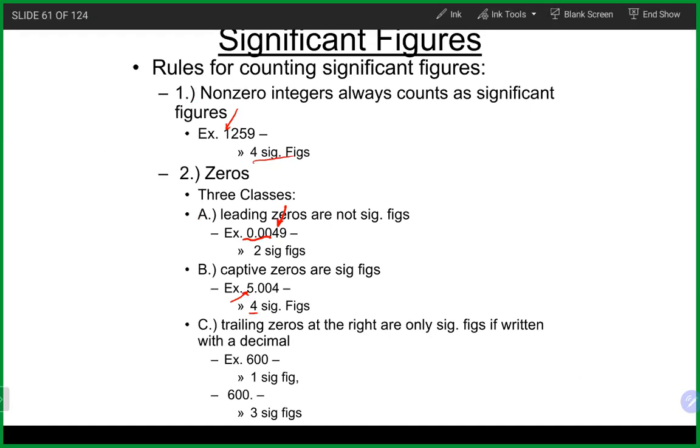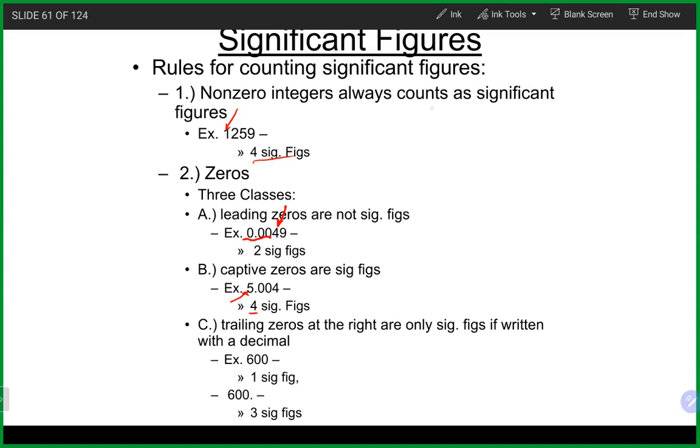Probably the zero rule that gives everybody the most difficult time are what are referred to as the trailing zeros. These are the zeros that come at the end of a number, and these zeros may or may not be significant. Really what determines whether or not the zeros at the end of a number are significant is: is there a decimal point actually written in the number? The decimal point does not need to be near the zeros, it just needs to be somewhere in the number. If there is a decimal point in the number, any zero at the end would be significant. Any zero at the end of a number without a decimal point would not be significant.